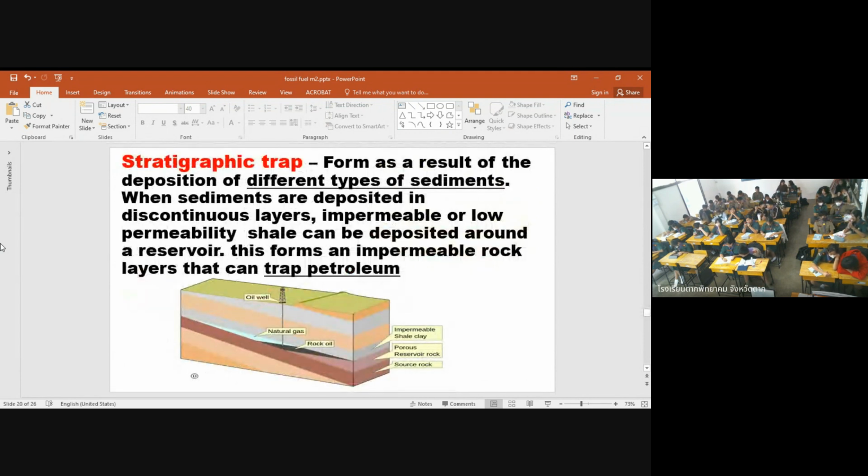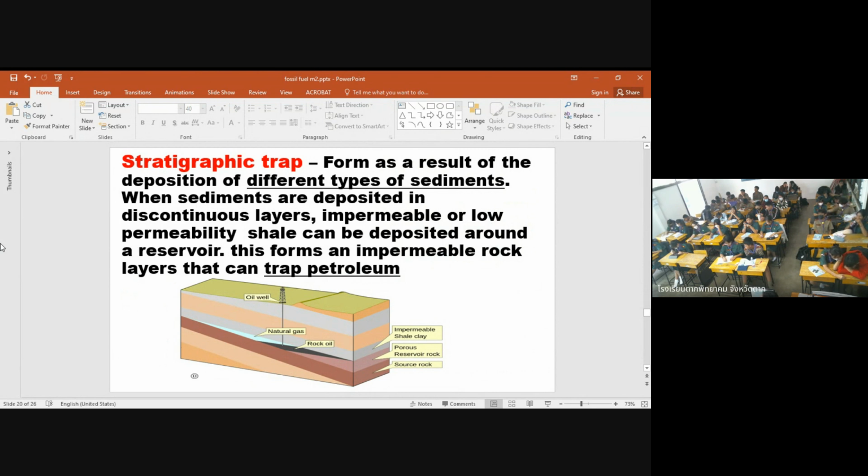Okay, next we have your stratigraphic trap. When we say stratigraphic trap, it's formed as a result of deposition of different types of sediments.